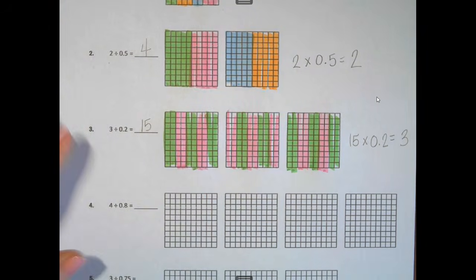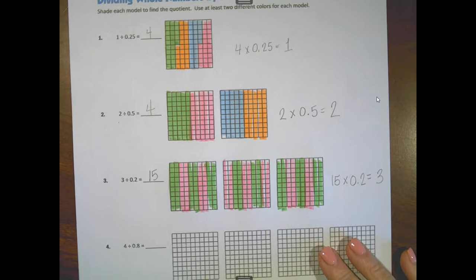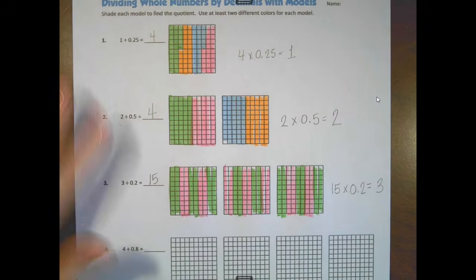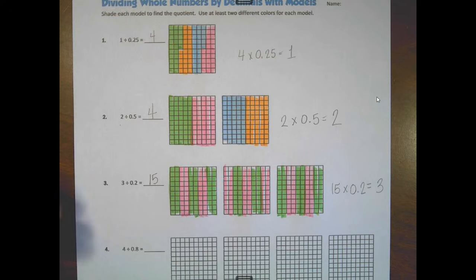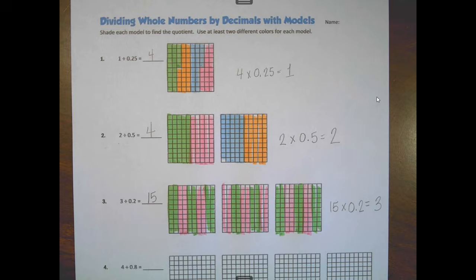I'm going to stop there. I think that's plenty of models. So what I see happening is when I'm dividing a whole number into decimal parts, I really want to know how many of those smaller decimal parts make up that whole number. So I have a whole number answer. I want to know how many of those decimal parts make up the whole number that I started with as the dividend. So there we go. We're dividing whole numbers by decimals with models.